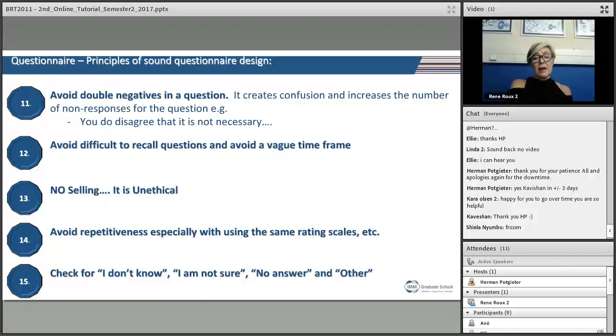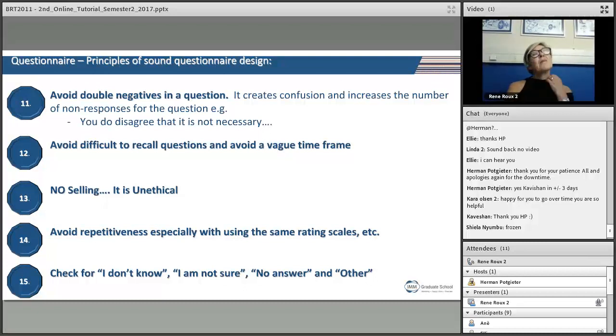Avoid double negatives. People cannot grasp the concept of double negatives. It confuses them, and quite often because of that, they're not sure what you ask and they tend not to answer your question. You do disagree that it's not necessary. Disagree is a negative, not necessary is a negative. So now what?